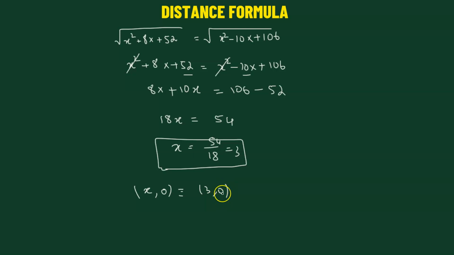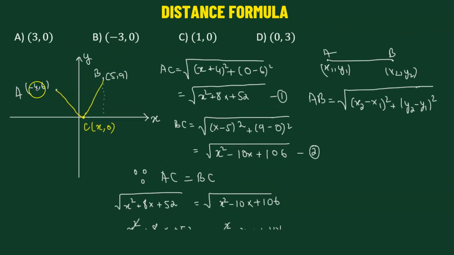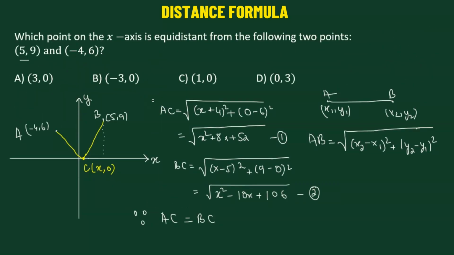So that's the point on the x-axis which is equidistant from both (-4, 6) and (5, 9). So that means we have our option A. Option A is going to be the correct answer.